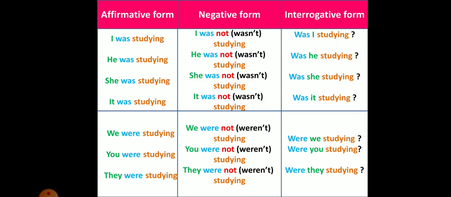For the interrogative form, was I studying? Here we change the order. Was I studying? Was he studying? Was she studying? Was it studying? Were we studying? Were you studying? Were they studying?